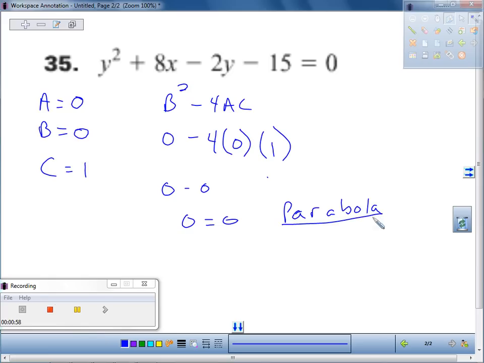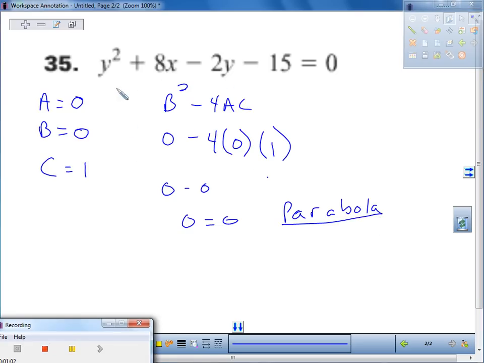Alright, now that we know it's a parabola, we know how to get the equation. We're going to end up with either y squared or x squared on one side. Okay, and then we're going to move everything kind of away from it. So let's start out with y squared minus 2y plus 8x minus 15. Okay, all I did was get like terms together. I got my y's together. Now I'm going to move the 8x and the 15 over.